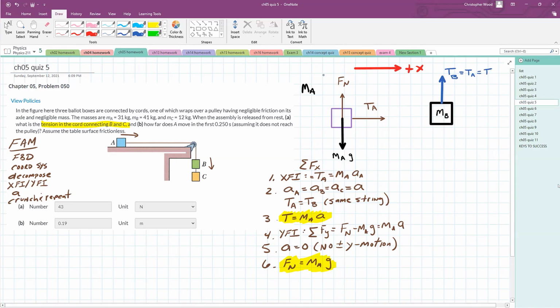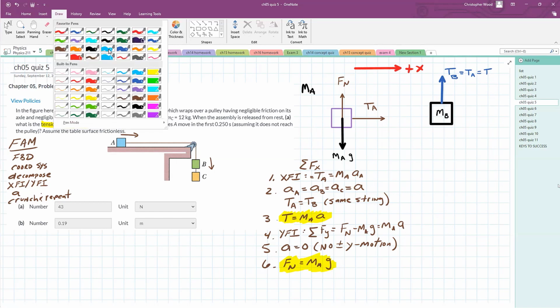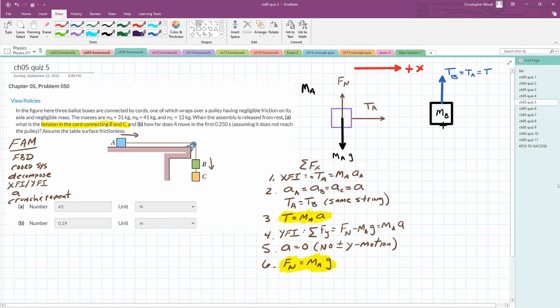Okay. Are there any other forces acting on block B? Yes, there are. There's another tension force right here. Tension force is pulling down. So this would be T_BC, equals dollar sign. When the assembly is released from rest, what is the tension in the cord connecting B and C? So that's our dollar sign. Good to know. There are no more forces acting on mass B.